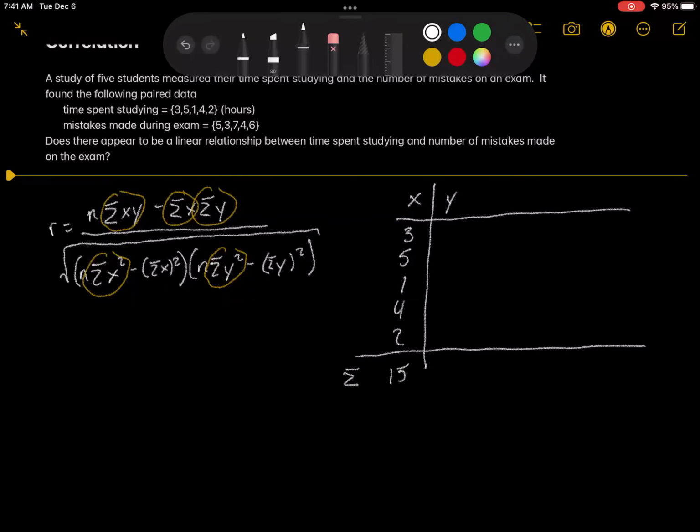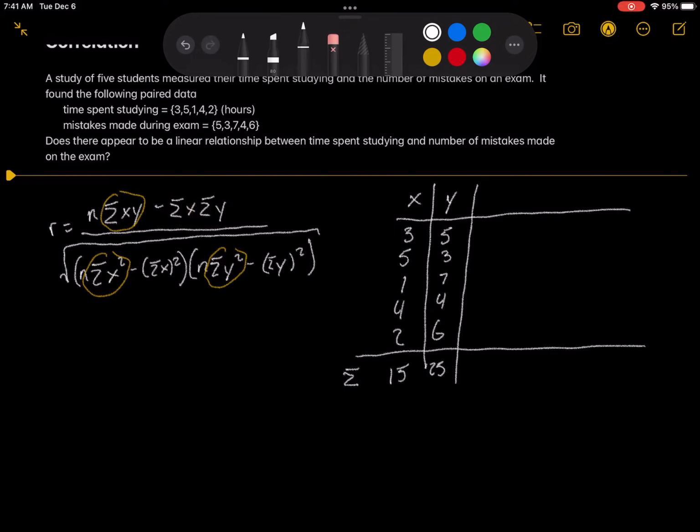So I need the sums of my y's. My y values are 5, 3, 7, 4, and 6. And if I add all those up, I get 25. So now I have the sums of my y's. All right, let's erase them as we go. So I've got the sums of the x's, I've got the sums of the y's.